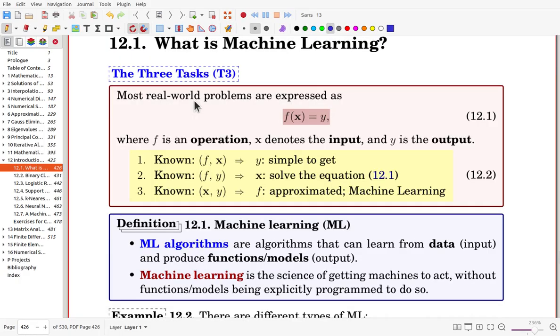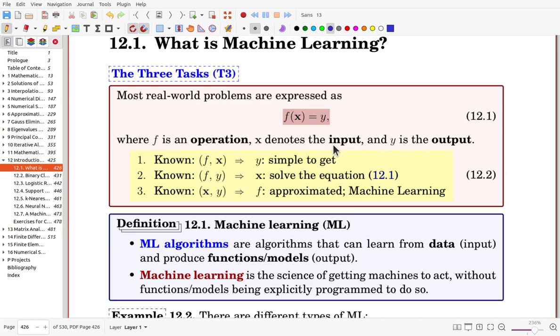Consider the three tasks. Most real-world problems are expressed as in this equation, f of x equals y. Here, f is an operation or a function. X denotes the input and y is the output. There are three components. Real-world problems are given with two of these three components known, and we need to decide the last one.